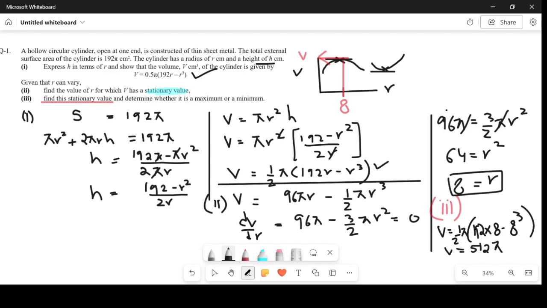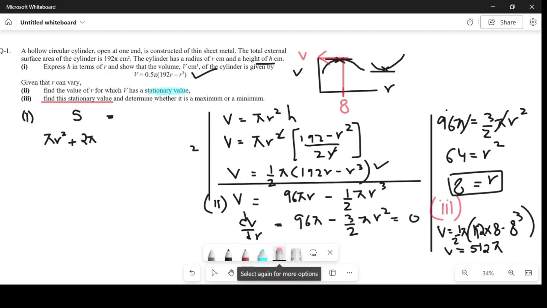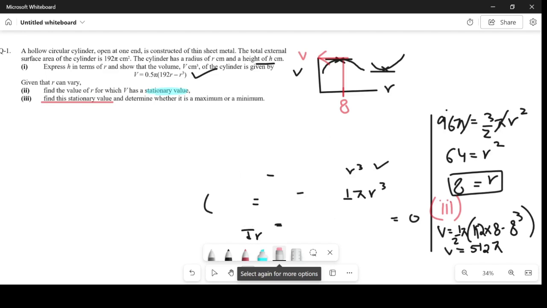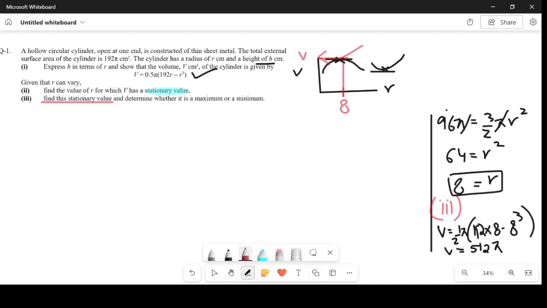I've chosen to give the answer in exact form since the question is not specific about it. You could have given it in decimal form as well. Okay, so find the stationary value done, and determine whether it's minimum or maximum. For this, we have to tell that the stationary value that we got, where r is 8 and V is 512 pi, 8 comma 512 pi, is it a maximum or a minimum?